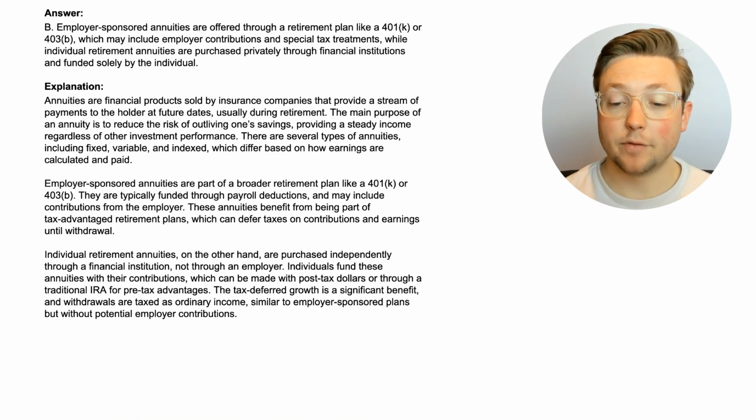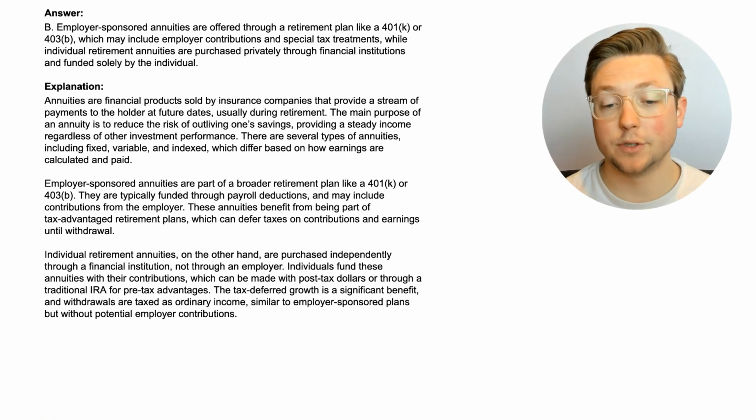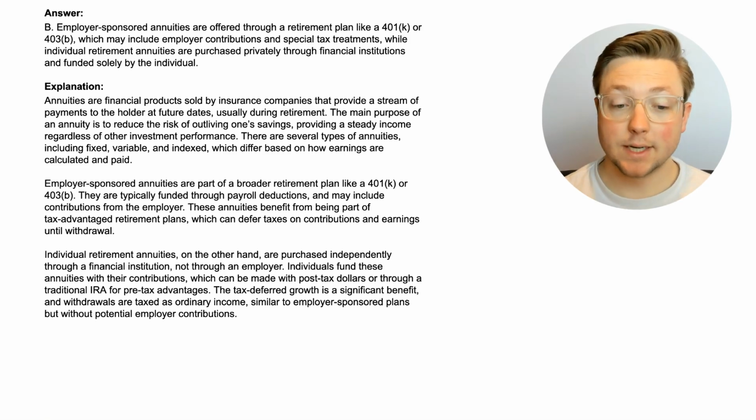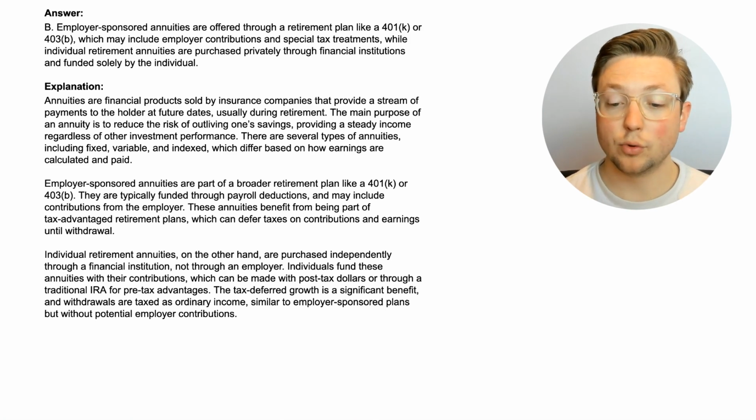These annuities benefit from being part of tax-advantaged retirement plans, which can defer taxes on contributions and earnings until withdrawal. Then there's individual retirement annuities, which are purchased independently through a financial institution, not through an employer. Individuals fund these annuities with their contributions, which can be made with post-tax dollars or through a traditional IRA for pre-tax advantages. The tax-deferred growth is a significant benefit, and withdrawals are taxed as ordinary income, similar to employer-sponsored plans, but with potential employer contributions.